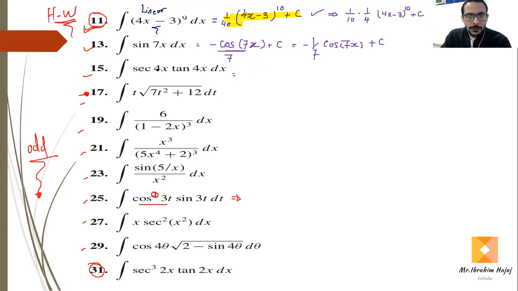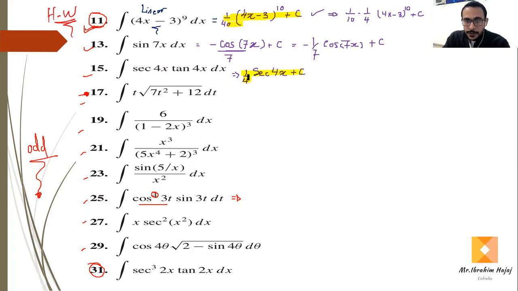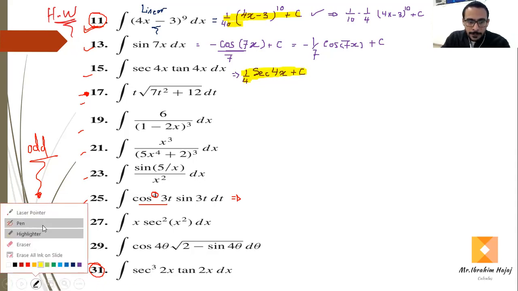Question 15, the integral of sec 4x tan 4x. What's the integral here? Because the derivative of sec of any angle gives secant times tan of the same angle. So the integral of sec 4x tan 4x, by direct rule, is sec 4x divided by 4, the opposite of the differentiation, plus the constant. So the answer of question 15 is 1 over 4 sec 4x plus c.